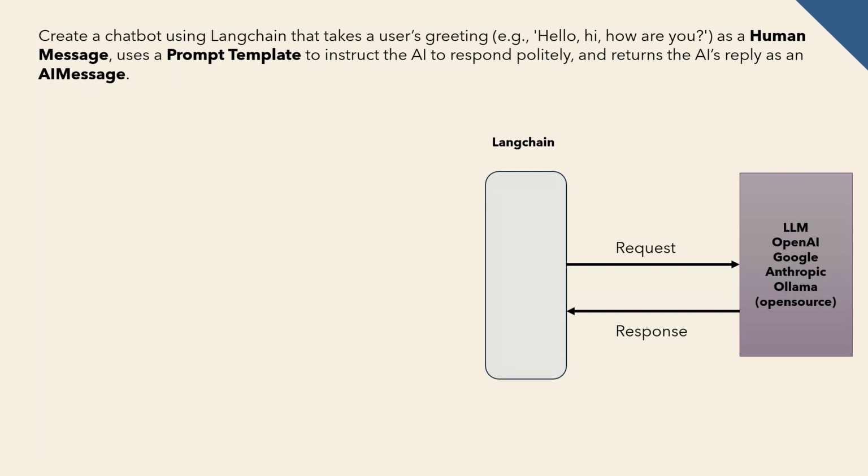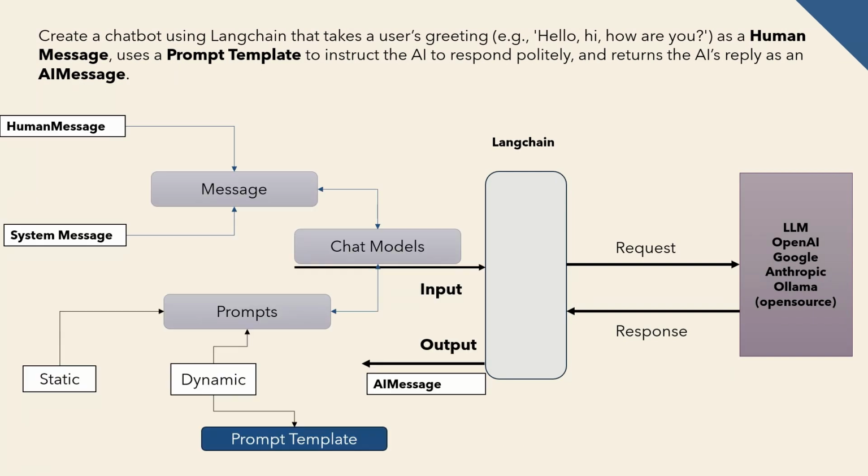Now let's walk through how this works. So it starts by sending the greeting. This becomes a human message. We can also add a system message to guide the AI's behavior, for example, asking it to always be polite. These messages are passed into Langchain's message system, which sends them to a chat model. The chat model uses the prompt template, and this template includes both static instructions like respond politely and dynamic content based on what the user says.